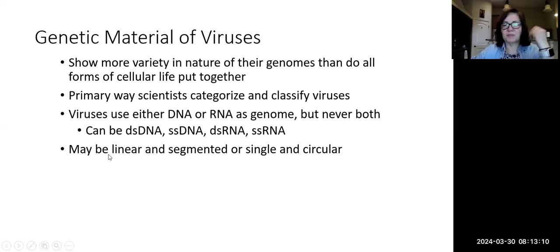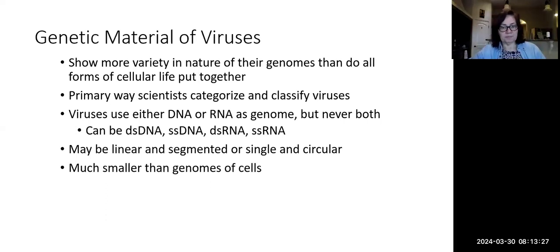Sometimes the genetic information can be linear and there are sections of it, or it could be one single bit of nucleic acid and it's a circle, you know, it connects back onto itself. The genomes are much smaller than the genomes of cells. Well, think about it. There's not that much to code for because this thing's not carrying a lot with it.